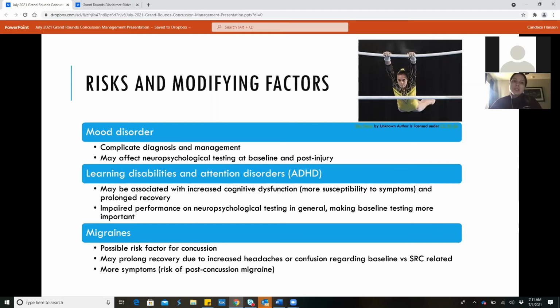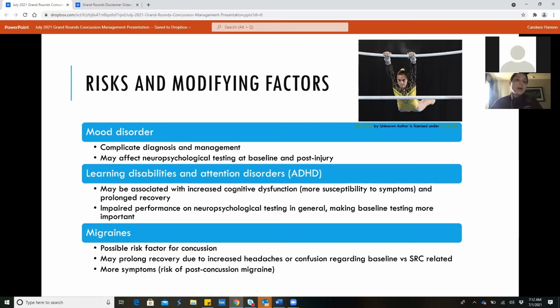Learning disabilities and attention disorders like ADHD may be associated with increased cognitive dysfunction and more susceptibility to symptoms in a concussion. So in theory their concussion is more severe, but probably because they're starting from a place where they're not neurotypical to begin with. And therefore prolonged recovery, again potentially because we have difficulty determining what is actually the athlete's baseline versus what's impaired. There is impaired performance on neuropsychologic testing in general for ADHD or other learning disabilities. So especially with prolonged symptoms, if we're getting formal neuropsychological testing, again it can be difficult if we don't have a baseline to tell if this is just concussion related or if it's their normal.